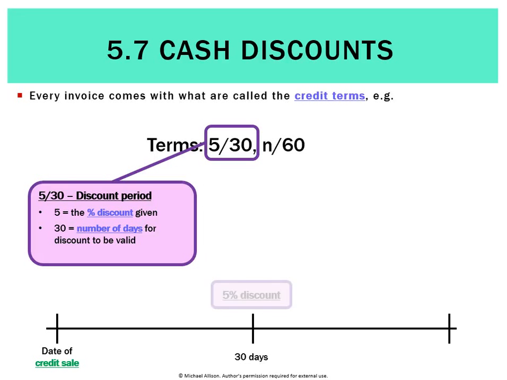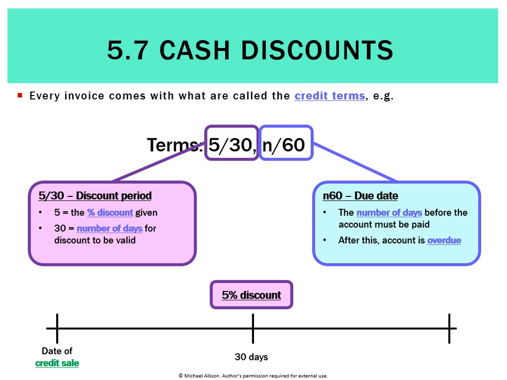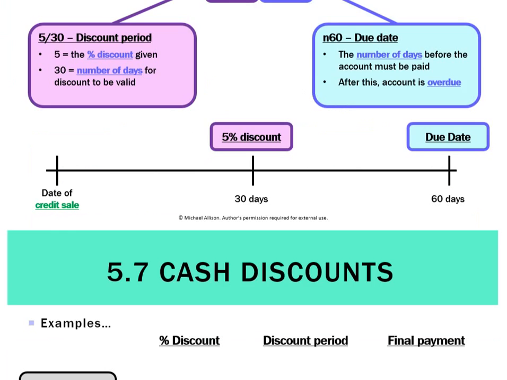discount to be valid. In this case, looking at the timeline, we've got the date of the credit sale. From there to 30 days later, if it's paid by the business, they'll get a 5% discount. The second number, n/60, represents the due date. That's the number of days before the account must be paid, and after that date it's overdue, and in this case that's 60 days. So the business, if they bought on credit, has 30 days to get a 5% discount and 60 days in total to pay back the full invoice.